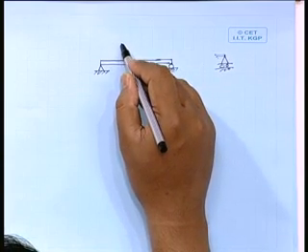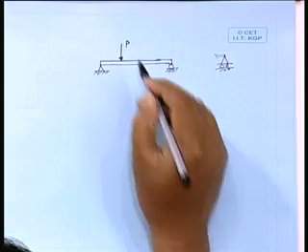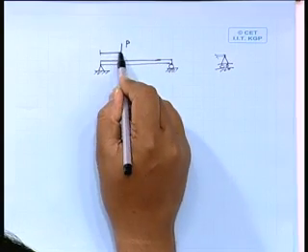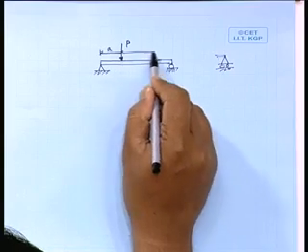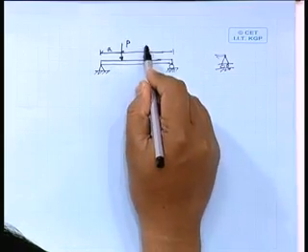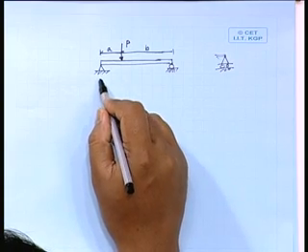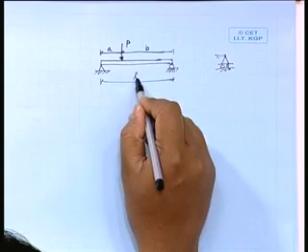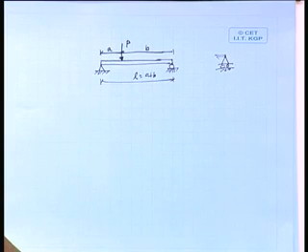Say there is a load P here, and the distance from here to here is A, the remaining part is B, and the total length we can say is L. So, L is nothing but A plus B. So, this is a beam, two supports at the two ends, there is a load P. So, our first interest or first job is to find out the reactions, how much will be developed at the support.